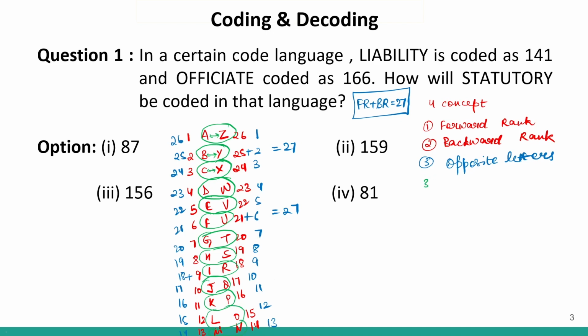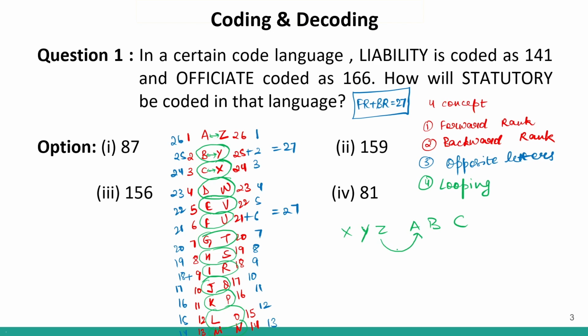Okay. Then there is a fourth concept called looping. Looping basically means that, for example, I am writing the alphabets like X, Y, Z, A, B, C. If I have to go one position forward from A, I can move forward simply to B. Correct? Because there is an alphabet. But what if I have to move one position forward from Z? After Z, we do not have any alphabet, correct? So I start back again from A.